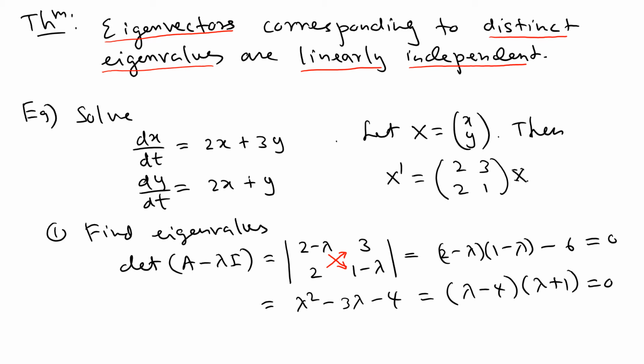So the eigenvalues are lambda equal negative 1 and 4. So those are the eigenvalues. Now we're going to find the corresponding eigenvectors. We can use the shortcut method for that. So step 2, find the eigenvectors.